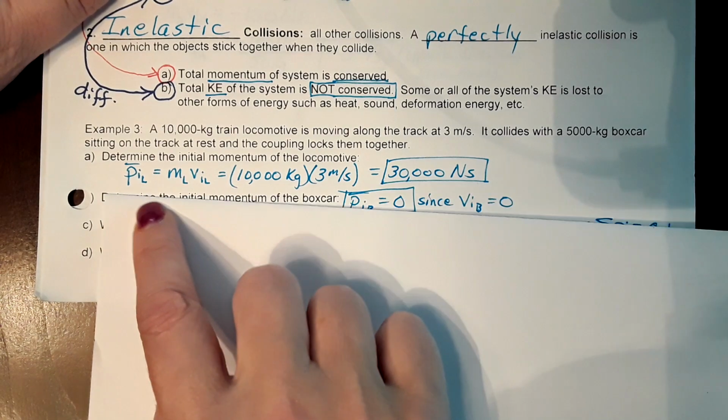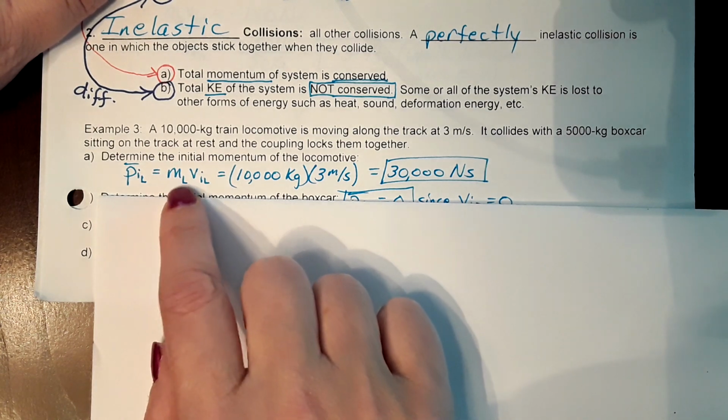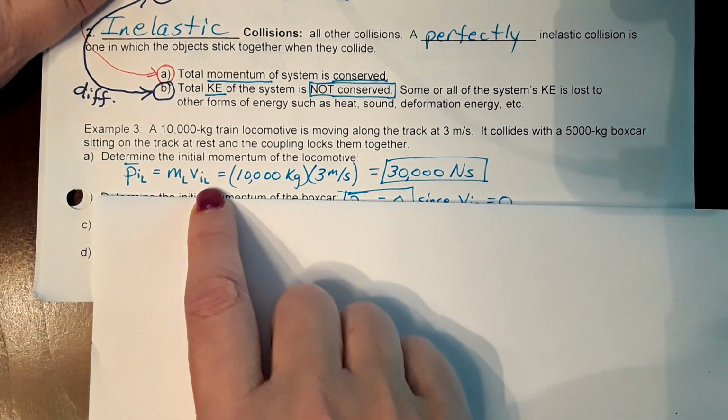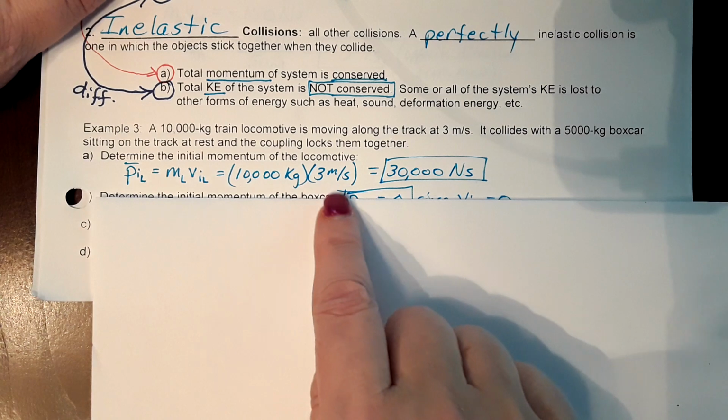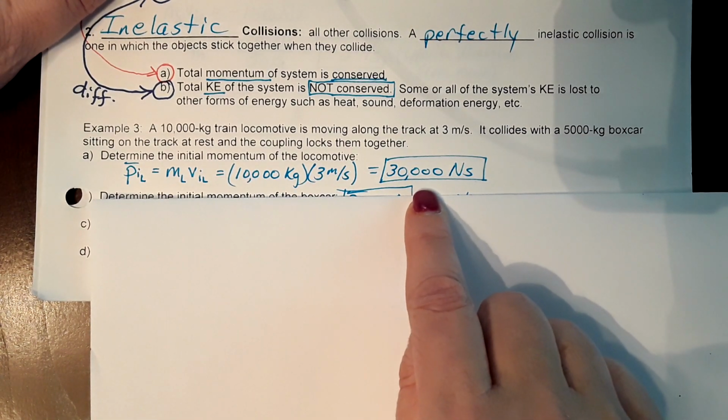So we know that the initial momentum of the locomotive, and I'm using the L subscript to represent locomotive, would be the mass times its initial velocity. So 10,000 kilograms times 3 meters per second, we get a momentum to start with of 30,000 Newton seconds.